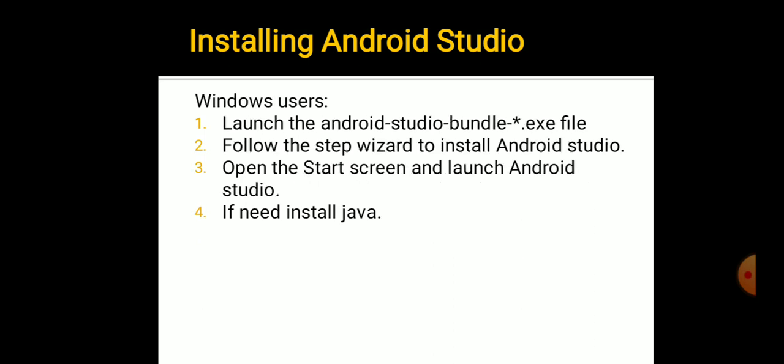If it is a Windows system, then download the Android Studio.exe file and launch that file. Then follow the steps in the wizard to install Android Studio. Android Studio will be installed. Now open the start screen and launch Android Studio in order to work with it.